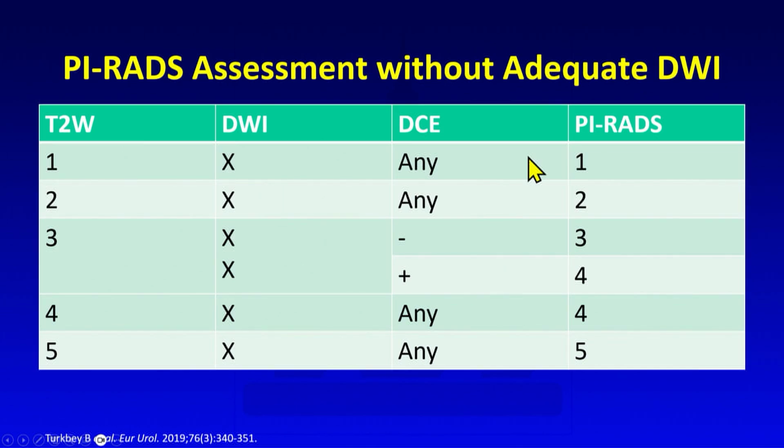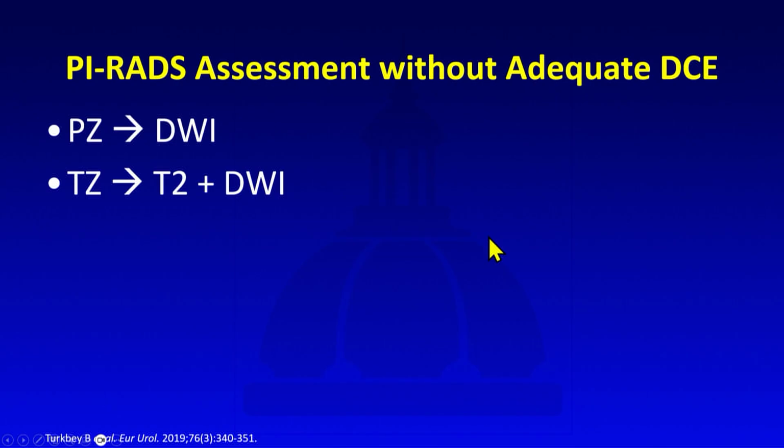So what if you don't have an adequate DWI? Then you are really relying on your T2s with some DCE at that tiebreaker level, bumping from a 3 to a 4. And what if you don't have adequate DCE? That's actually not so bad, because now some groups are advocating biparametric MRI that relies on the DWI and T2 and doesn't actually inject contrast. So in the peripheral zone, you're relying on the DWI, and in the transition zone, you're looking at the combination of both the T2 and the DWI.